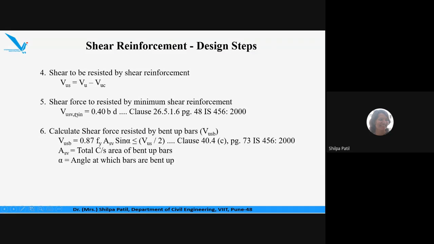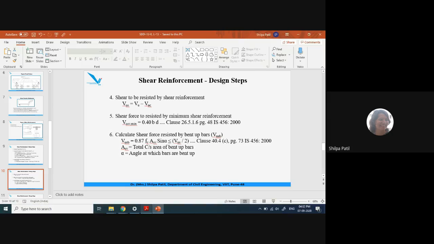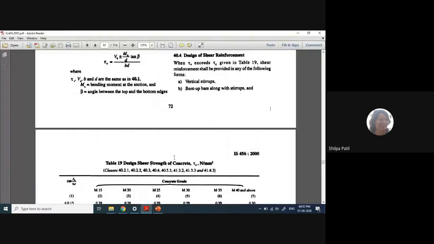VUSV minimum means the shear force resisted by minimum shear reinforcement, and it is given by the formula 0.4 BD. That formula is given in clause 26.5.1.6, page number 48. So I will go to page number 48 now.